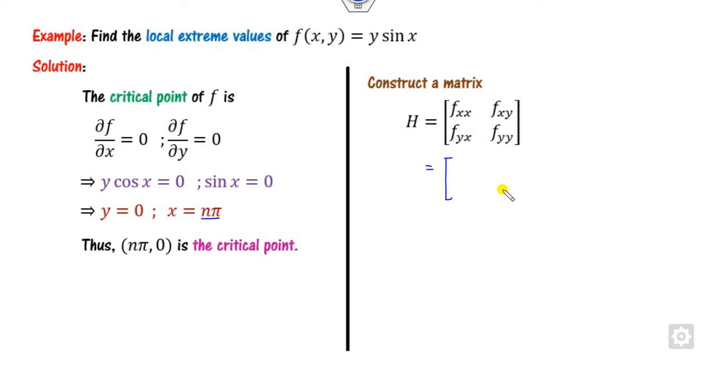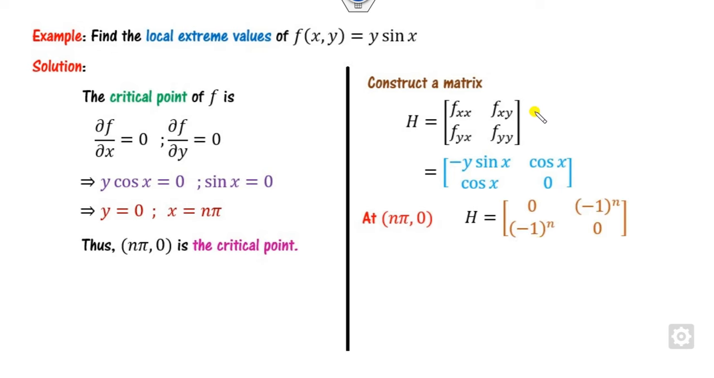Now you can substitute this value here. What is the second derivative of this with respect to x? This is minus y sin x. This value is cos x, this value is cos x, and this value is f of y, so it's 0. Since it is a function of this, you can substitute the critical point here. At n pi comma 0, sine of n pi is 0, y is 0 here, and cos of n pi is minus 1 raised to power n.